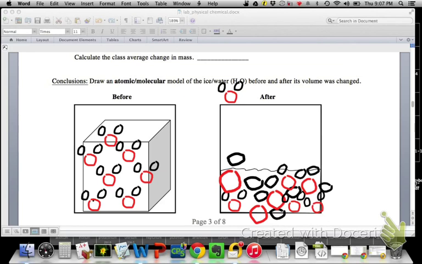Now, as far as a physical change or a chemical change, if you take a look at what was bonded at the beginning and what was bonded at the end, we still have an O bonded to two H's, so this would simply be a physical change.